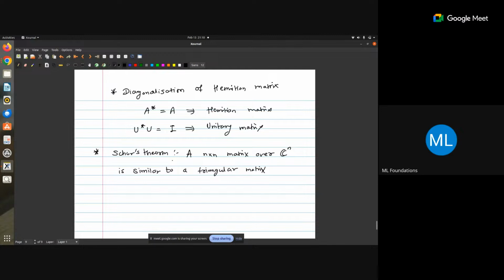Have you heard of LU decomposition? Lower upper decomposition. Maybe I'll not go there. How to do that is a different topic, and it is possibly not covered in our syllabus.